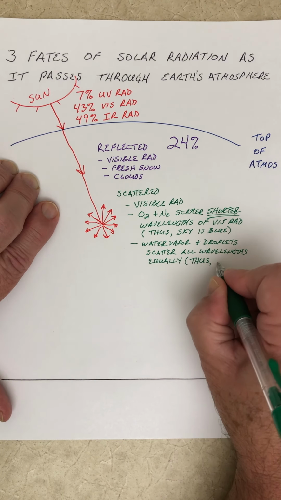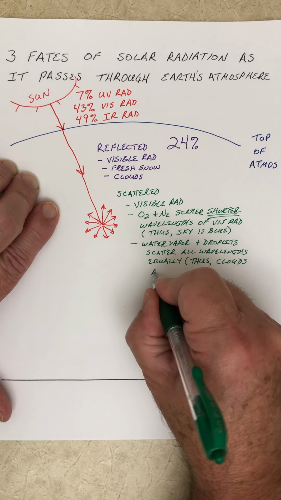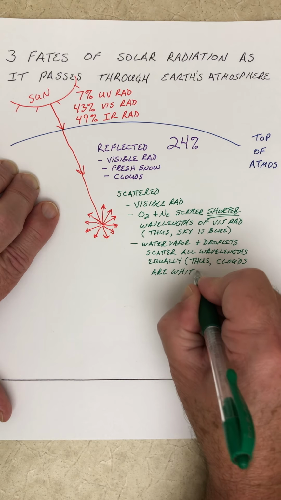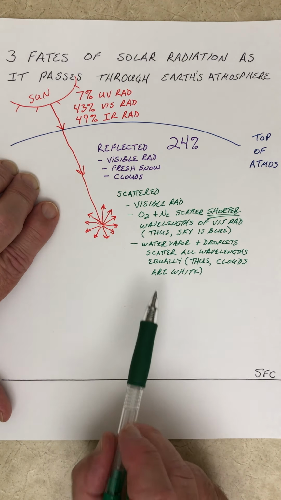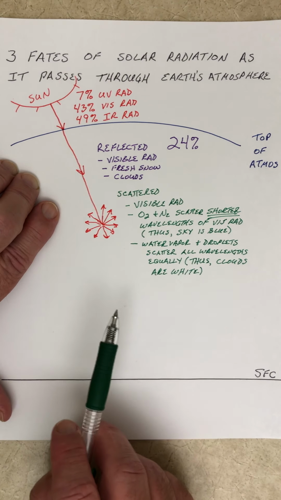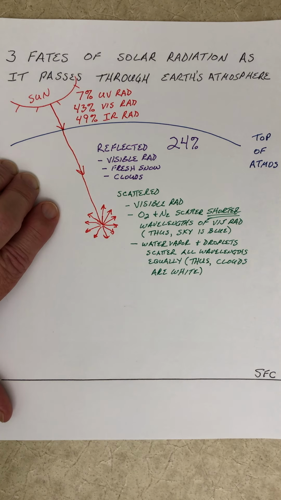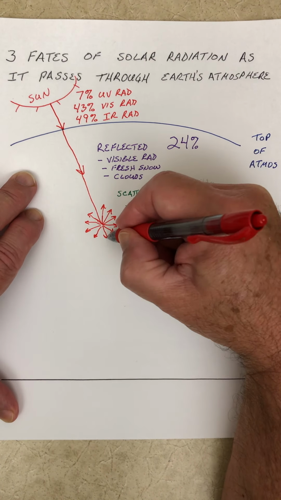So thus, clouds are white. If you ever wondered why clouds are white, now you know. It's the scattering of all wavelengths of visible radiation by water vapor and water droplets that makes a white cloud. So that's another thing that can happen to visible radiation: it can be scattered.